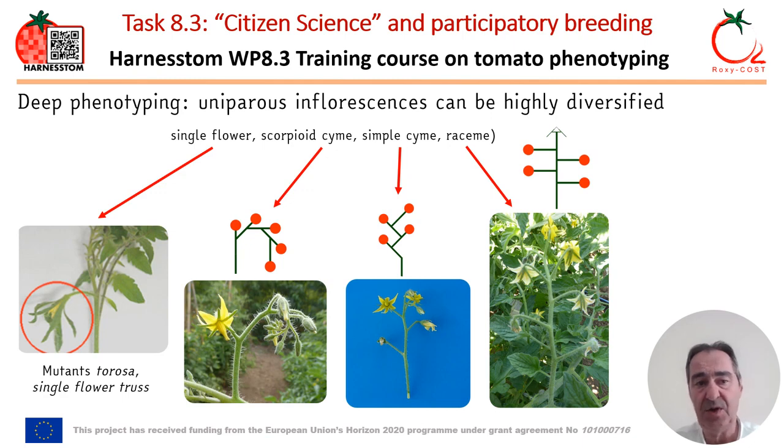The normal uniparous inflorescence that usually takes the form of a scorpioid cyme may stand more straight, giving rise to a simple cyme. In some cases, finally, the inflorescence can even be longer and more straight, giving rise to a raceme that we call fishbone inflorescence.